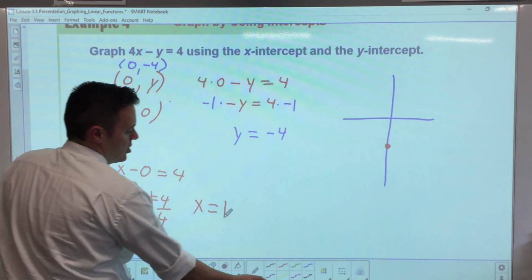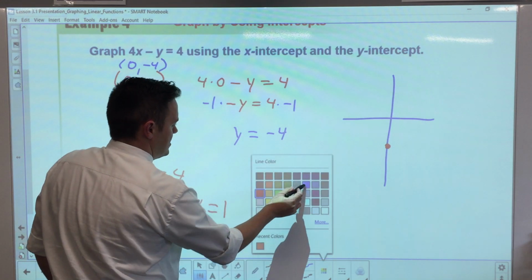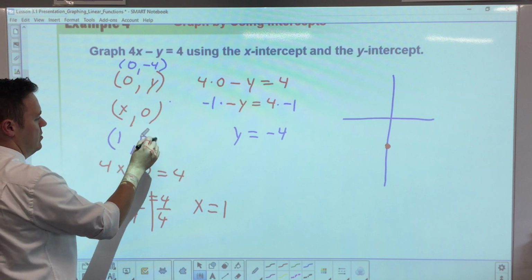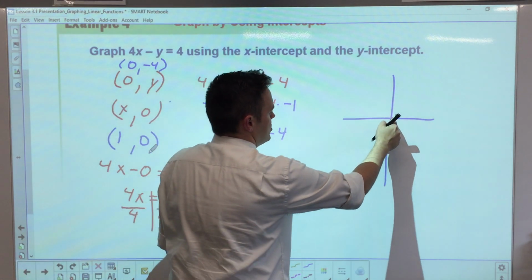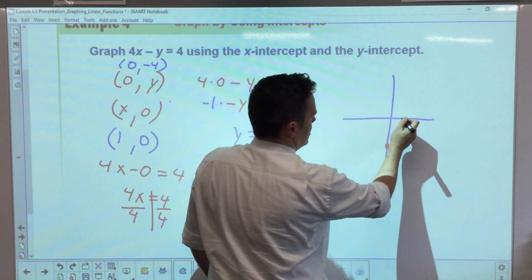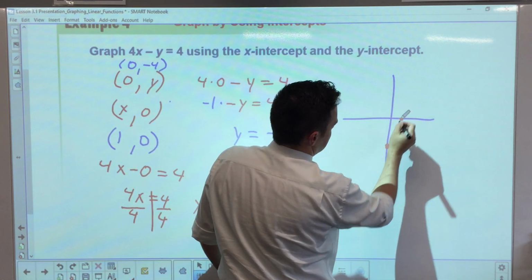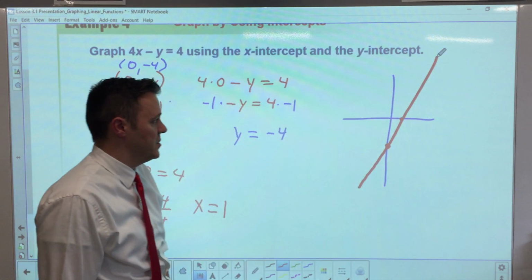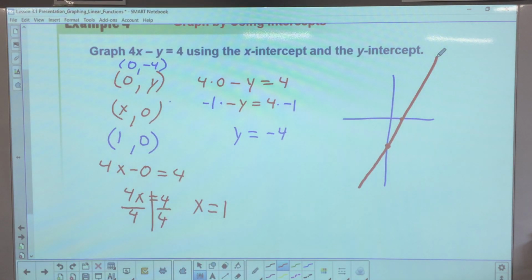So your point here now is 1, 0. So what you would do is you go over 1, put a spot at 0, and then, ladies and gentlemen, there are your 2 points, and you just kind of connect the dots, something like that. Okay?